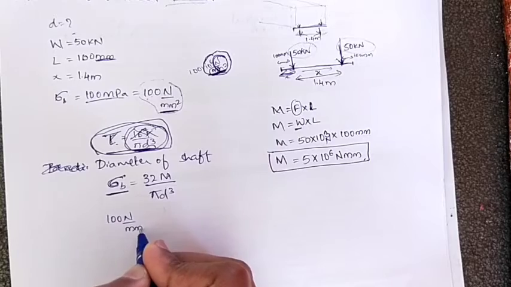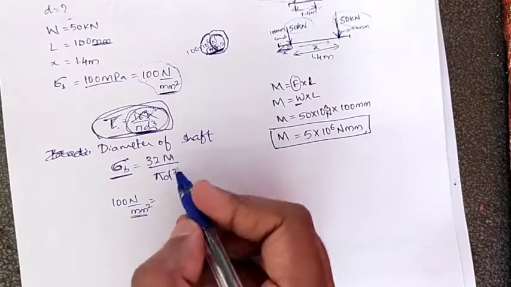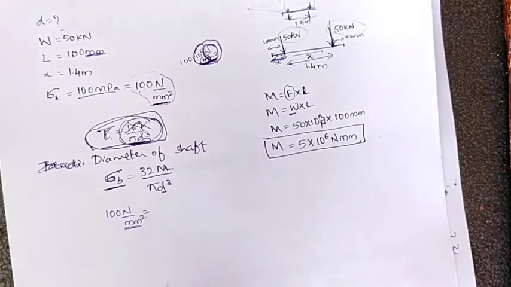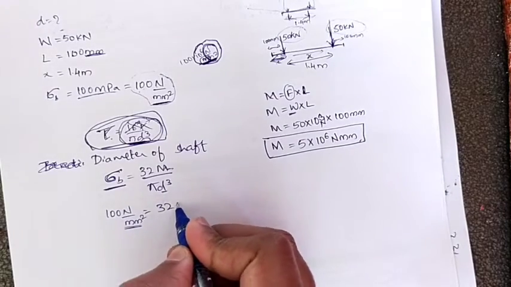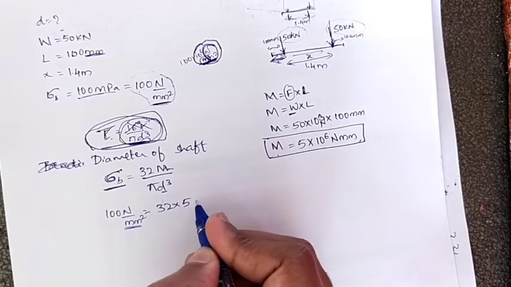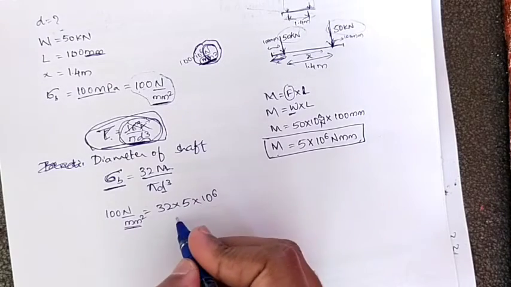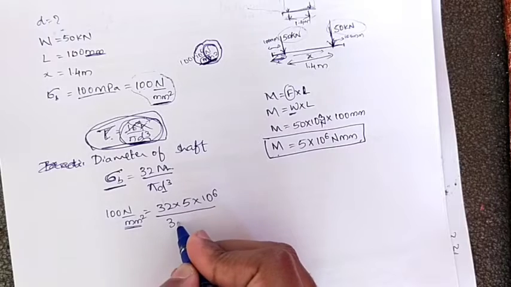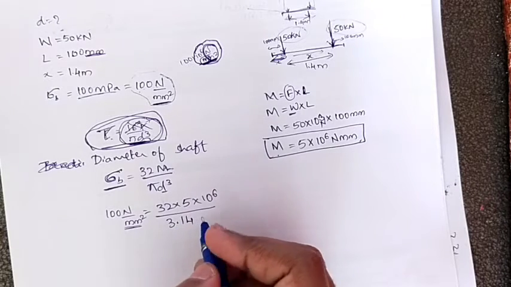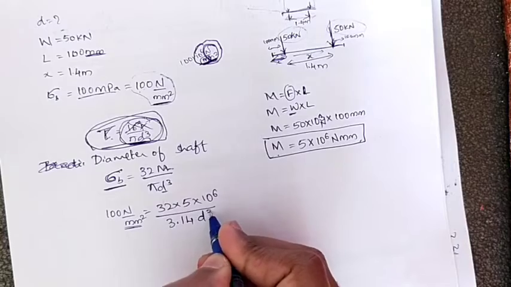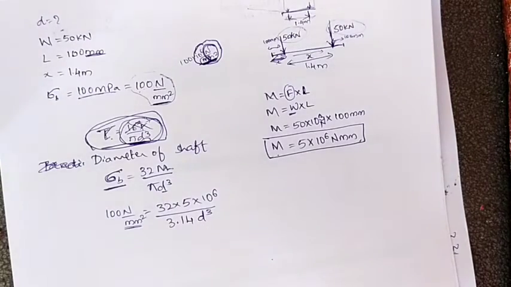Newton per millimeter square. Why have we taken millimeter? See, everything we are substituting in terms of millimeter, so we are taking it in millimeter. 32 m is how much? 5 into 10 raised to 6, divided by pi value, which is 3.14, into d cube. So we have substituted 5 into 10 raised to 6, that is the m value, 32 as it is, and then divided by 3.14.